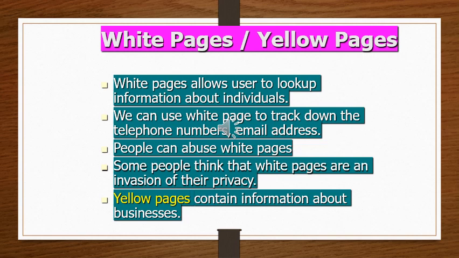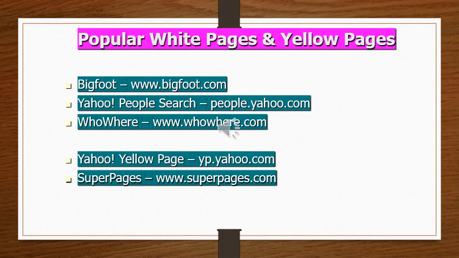So apart from the white pages, we have the yellow pages, which contain information about businesses. So if you're looking for information about businesses, you can go to a yellow page to look for that. Popular white pages are bigfoot.com, people.yahoo.com, whowhere.com, and some popular yellow pages are yp.yahoo.com and superpages.com.